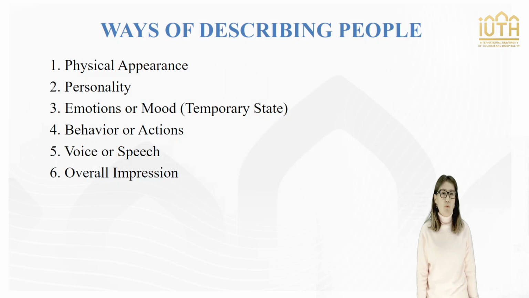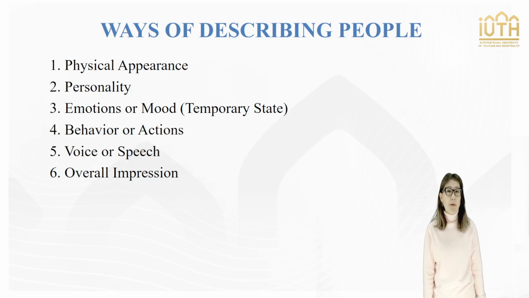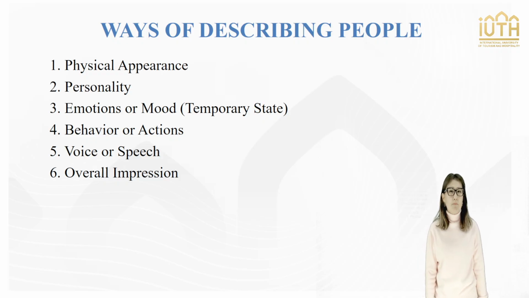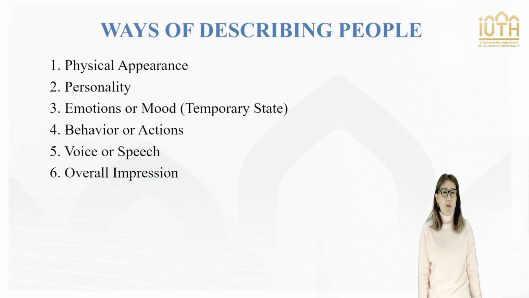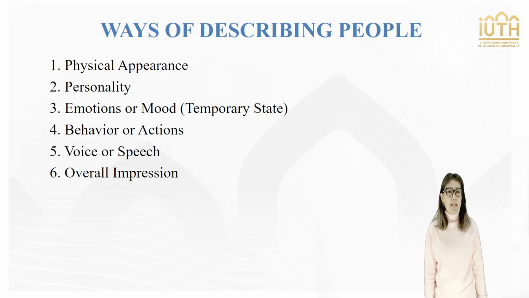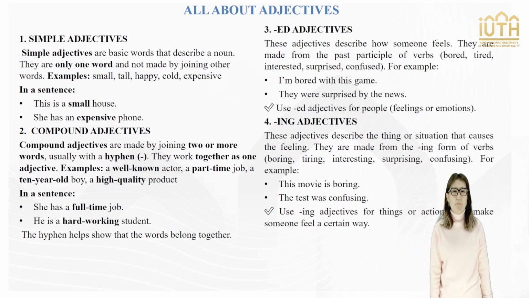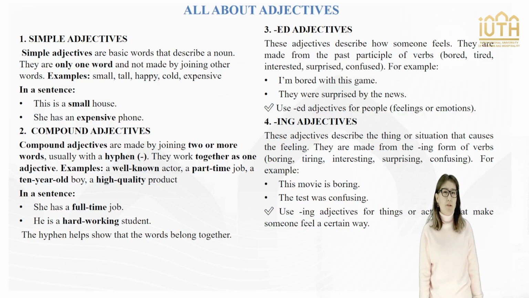Let's start with learning the ways of describing people. Describing people effectively involves focusing on the specific traits and using clear, vivid adjectives to convey what someone is like. Here is a step-by-step guide to the ways of describing people organized into key aspects. First, physical appearance. This refers to what the person looks like on the outside. You might describe height, build, facial features, hair, clothing style, age indicators.